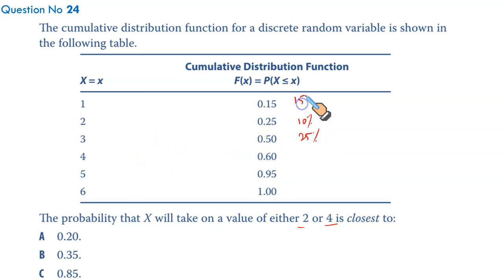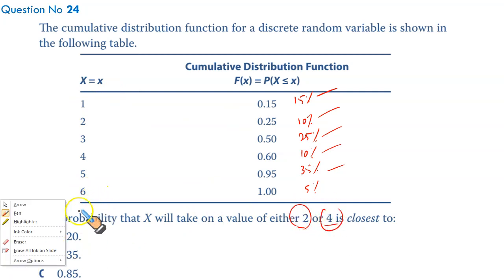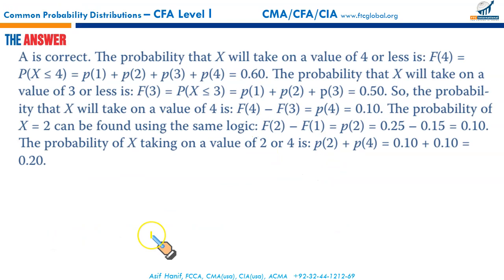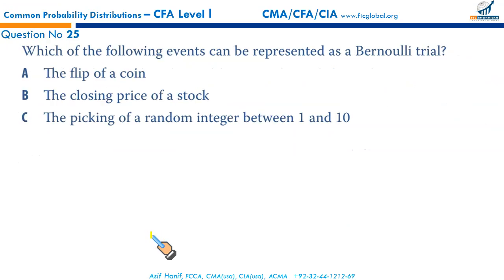First one is clearly 15%. 4, 50 to 60, it's 10%. Then 35%, and then finally 5%. Now these are the single probabilities of each of these events, each of these values. Since we needed the probability for 2 or 4, that would mean 10 and 10, 20. Fine. A is the answer. Correct.